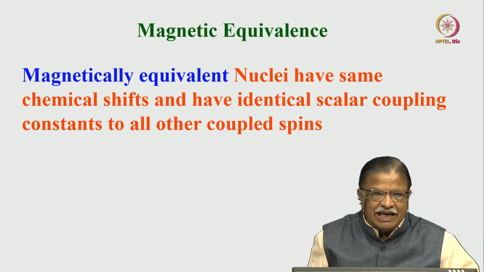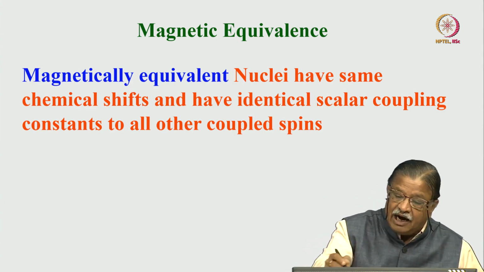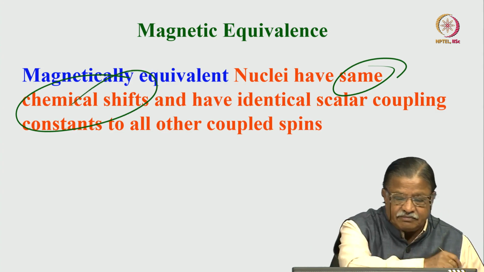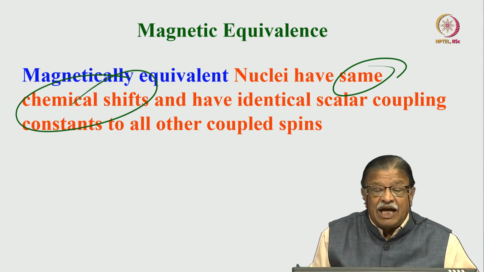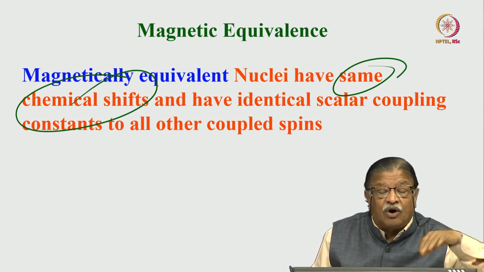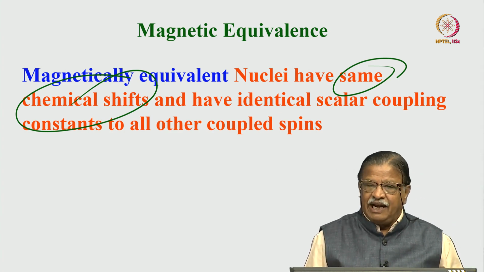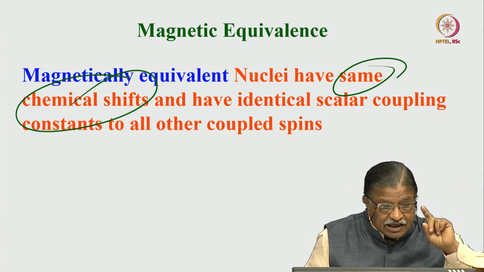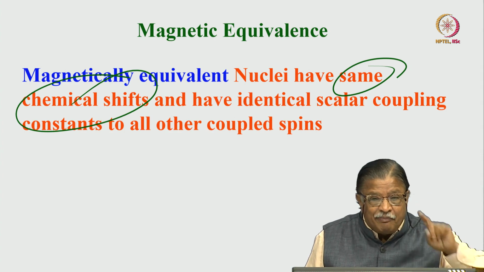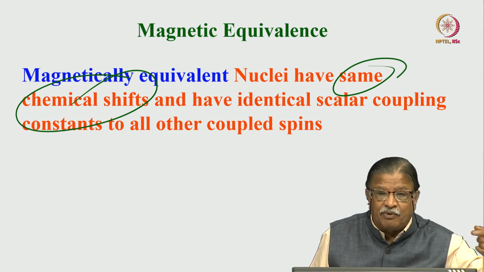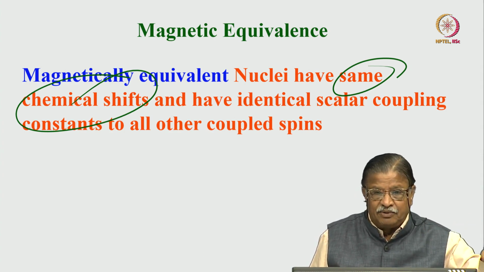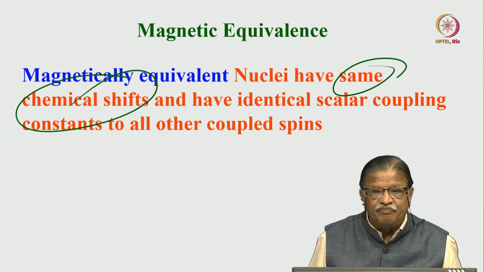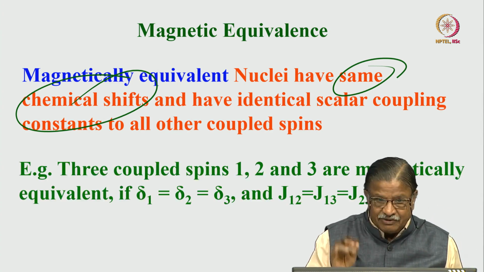Look at it, magnetically equivalent nuclei means not only they have the same chemical shifts, they should have identical scalar coupling to all other coupled spins. Very interesting. Remember, not only chemical shift should be same, the coupling strength to the remaining coupled protons should all be identical. They should not be different. I will show you that with an example.